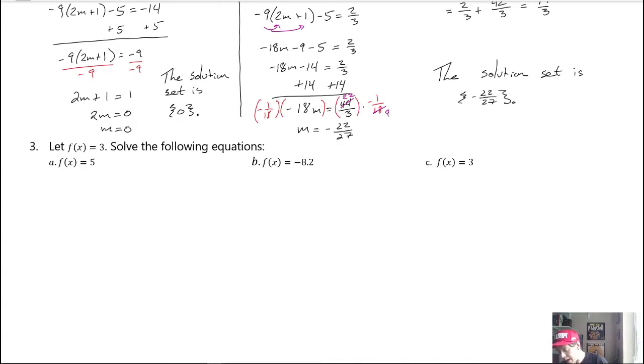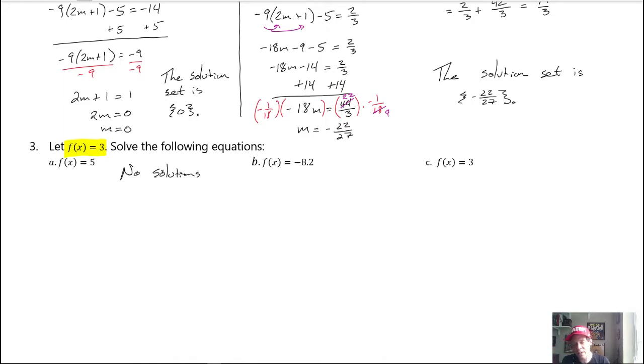Number 3. Let f of x equal 3. This is saying that no matter what we input for x, the output will always be 3. That means for this first problem that we're trying to solve, f of x equals 5. Note the difference here. f of x equals 3 is the definition. f of x equals 5 is an equation we're trying to solve to find what input will output 5. But we've already defined f so that no matter what the input is, the output is always 3. So f of x equals 5 has no solutions.